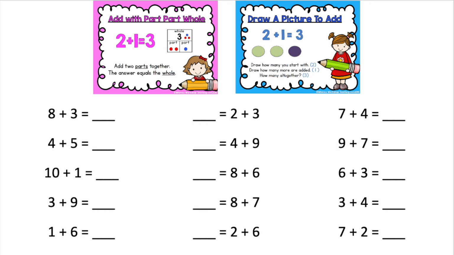Here's some extra practice. You can pause the video and write down these equations to practice on your own. Don't forget to use our 2 strategies. Add with part whole can help you figure out the number bond. And then draw a picture to add so you can fill in the blank. Have fun!